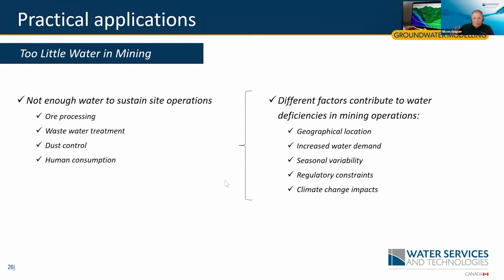Sometimes you are faced with too much water, but sometimes you are faced with too little water. So you need water for ore processing, for wastewater treatment, dust control, human consumption, etc. And depending on where your mine is located, depending on how much water your mine is using, there may be enough water during one season, but not another. You may not be able to take as much water as you need due to regulatory constraints, competing usage, and also you have to be prepared to be resilient to any climate change with extended periods of droughts, for example.